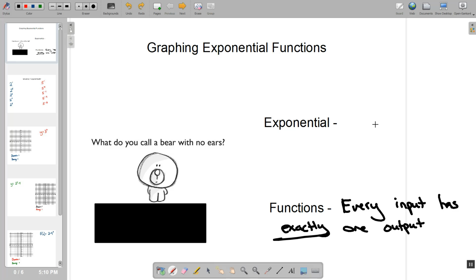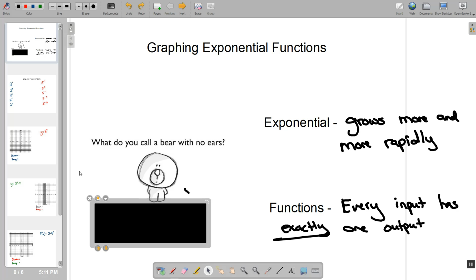But exponential is different than linear because linear has the same rate of growth every time. We call that the slope. But exponential grows more and more rapidly. And a lot of times you'll hear the word exponentially kind of just in conversation, that it grows exponentially, which means it gets bigger and bigger and bigger, quicker and quicker. So let's get into it.